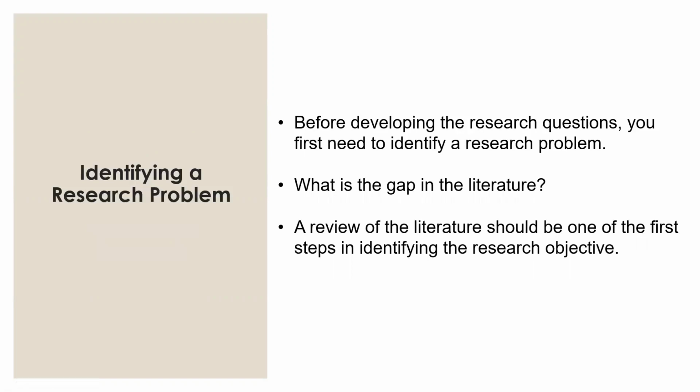Before you develop your research questions, you first need to identify what is your research problem. Typically, there is a gap in the literature that you need to find for your topic, something that has not been conducted before, something that is unique, something that is new to your field, and you have to do a review of the literature to identify this research objective. Typically, in my experience, if people have a difficult time finding a gap in the literature, a way to do it is by localizing your study. So taking your overarching idea and maybe pinpointing it to a specific location, a geographic location, that can be a way to make your study more unique.